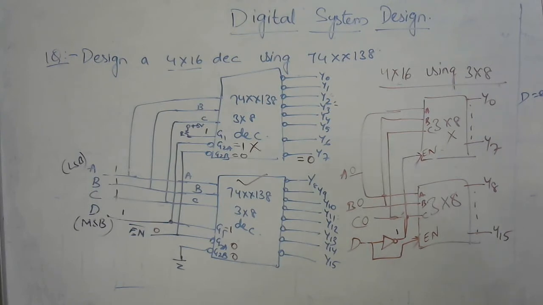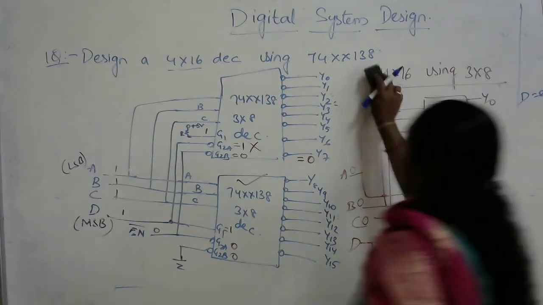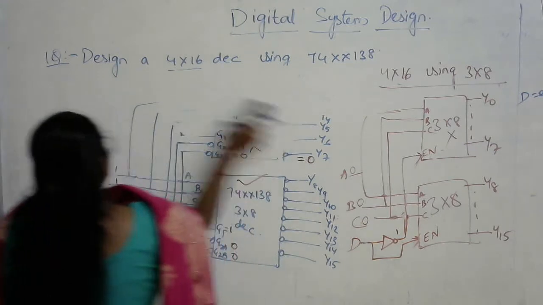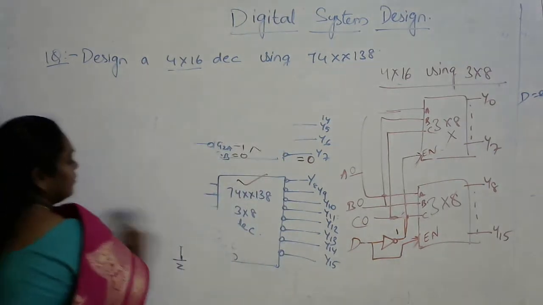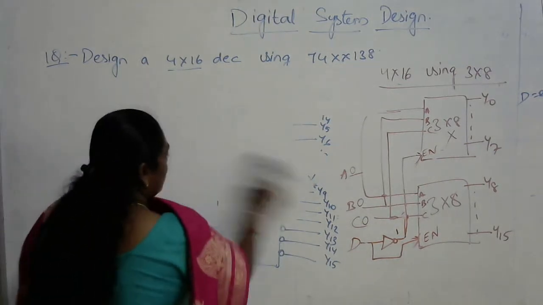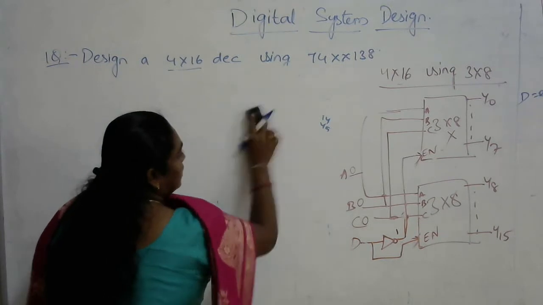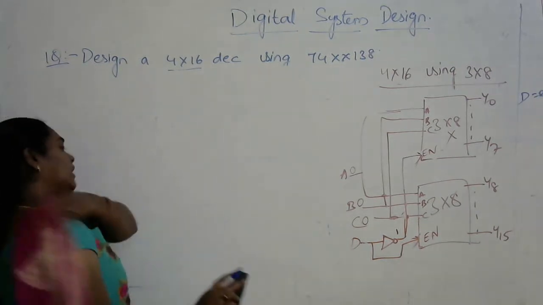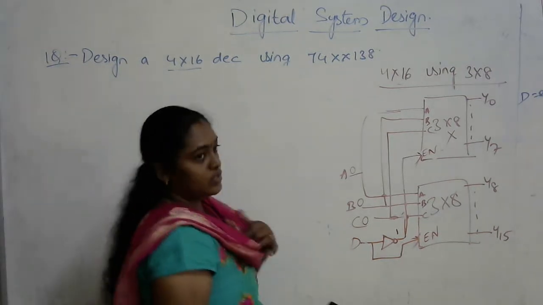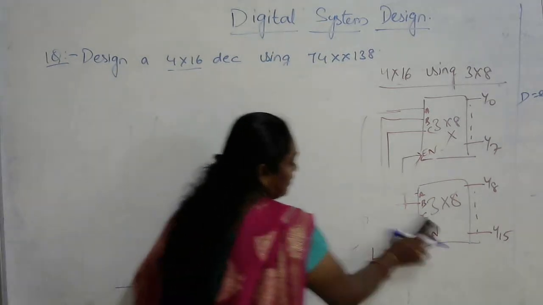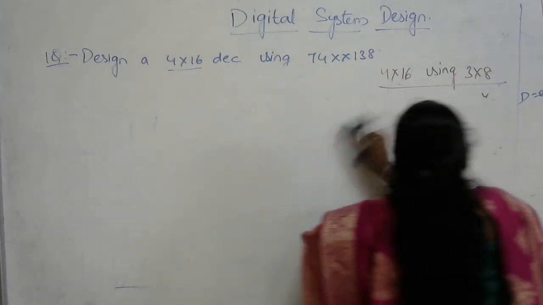This is how to design a 4x16 decoder by using an IC as well as without an IC. In case of an IC, we will have active low outputs, whereas in the general format, we have active high outputs.